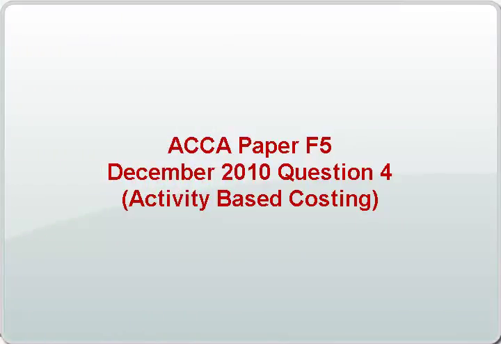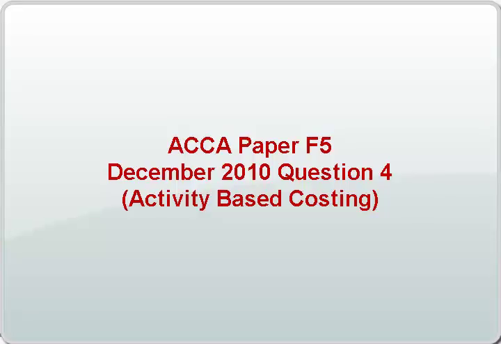Okay, we're going to look at a question from the December 2010 F5 exam. So make sure you've got the question in front of you and have a look straight at the requirements. Part A, calculate the full cost per unit for products A, B, C under traditional absorption costing using direct labour hours as the basis for apportionment.